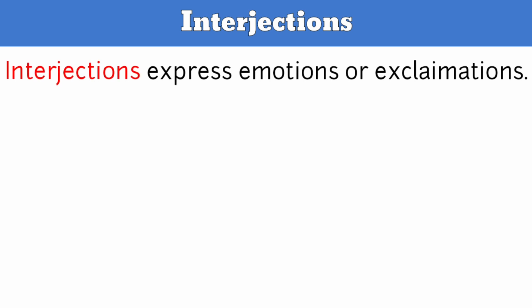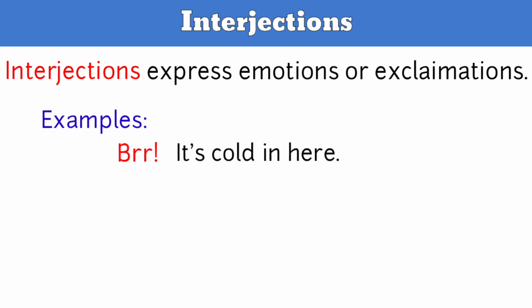Interjections. They usually express an emotion or some sort of an exclamation. And they are very common in spoken English. So be careful. We do not usually write these. So an example is brr, it's cold in here. So brr is to express feeling cold.